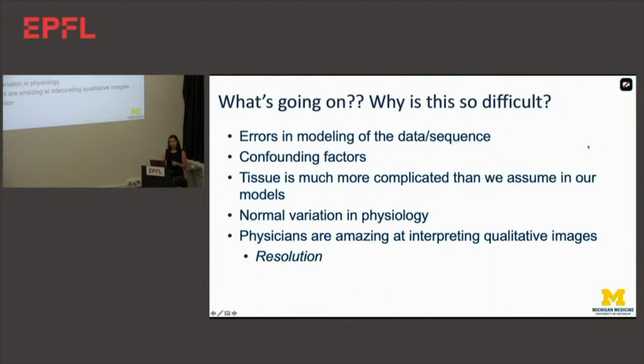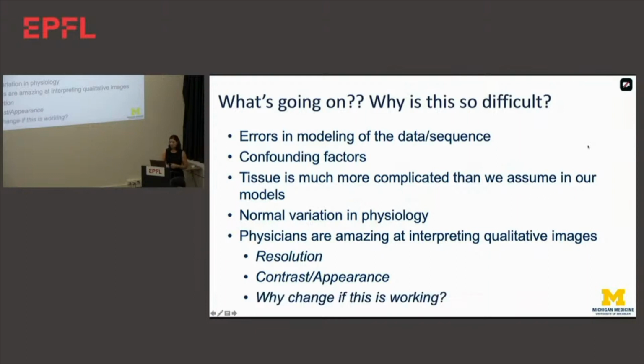When they're talking about qualitative images, they have the resolution they want. This is really important. They know how to interpret those different contrasts. They know how different pathologies are going to appear. And why would they want to change that if that's working, right? All the physicists and electrical engineers and biomedical engineers in the world couldn't convince them unless there's a really, really good reason to move away from the paradigm that they've been using since the advent of MRI, right? This is going to be hard.